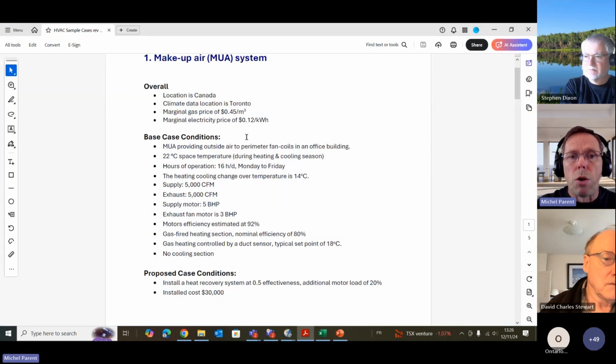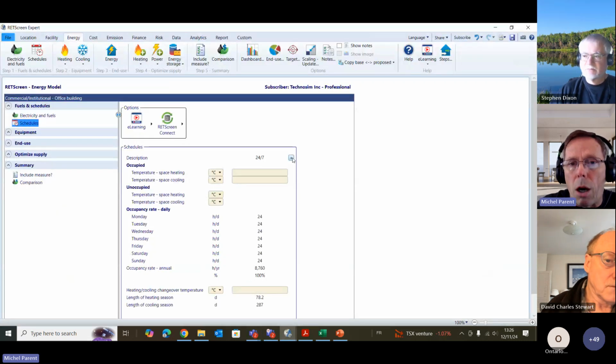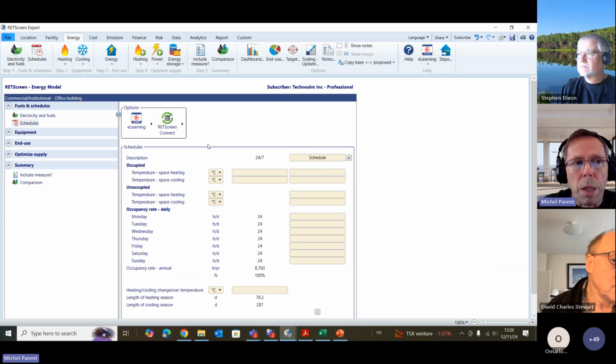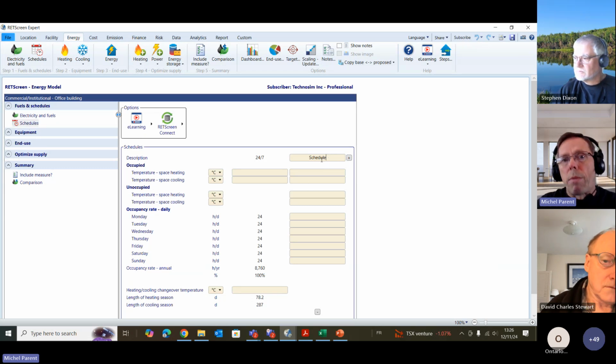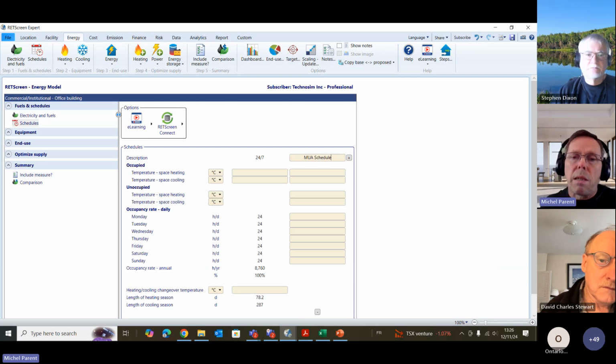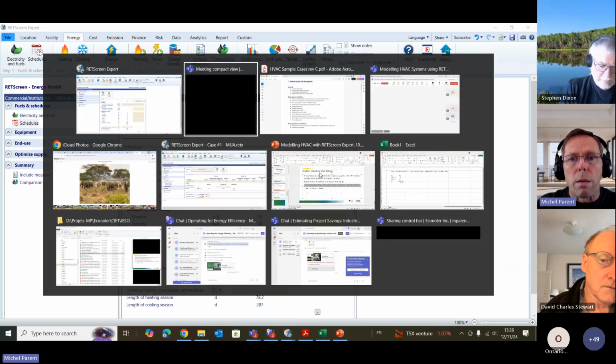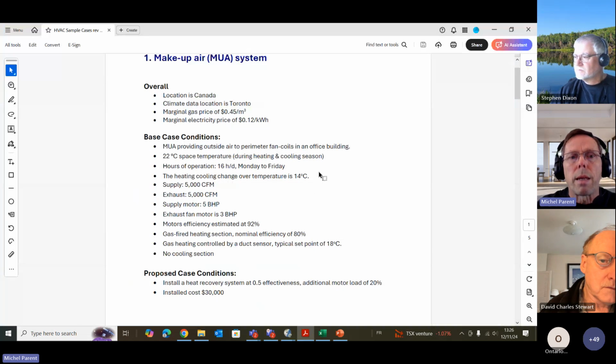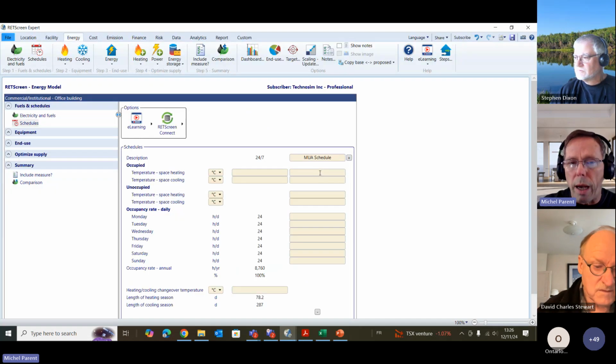If we go back into our definition here, our base case, it says that we are 16 hours per day, Monday to Friday. So what we're going to do is click on the plus sign at the top here in the schedule. So I clicked on schedule, then I clicked on plus. I'm going to actually give it a name that means something to me. So I'm going to call it MUA schedule, so that once I see it in my system, I know what schedule I'm using. And in the problem, it said, in the definition of the base case, it says that we're 22 degrees Celsius at all times. So we enter 22 and we enter 22 here.